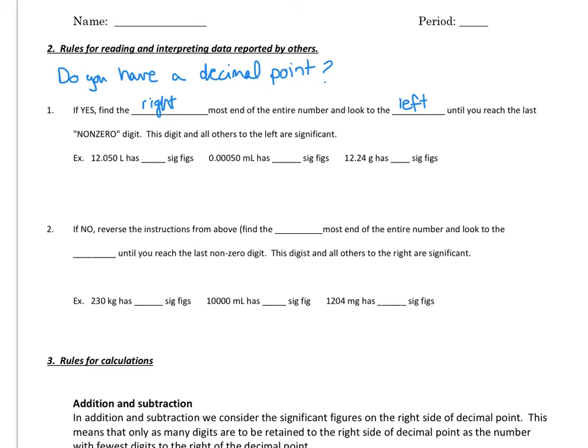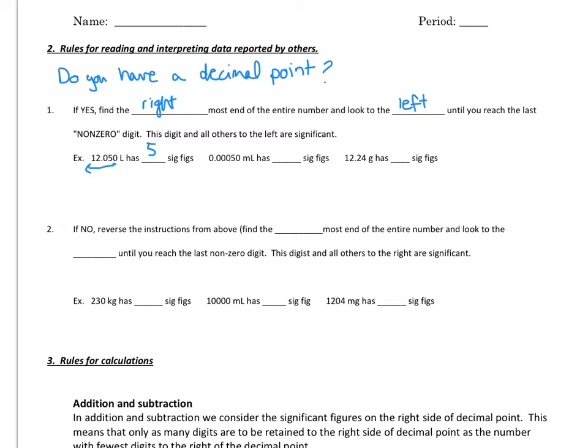For example, this number right here, 12.050 liters, has a decimal point, so what you do is you start to the right of the number. You start at that 0 right there, and since you're at the right, you're going to go to the left. You keep going to the left until the last non-zero digit, which would be the 1 there. All these numbers would be significant, from where you started to where you ended, everything included. So the 1, the 2, the 0, the 5, and the 0. That would be 5 sig figs.